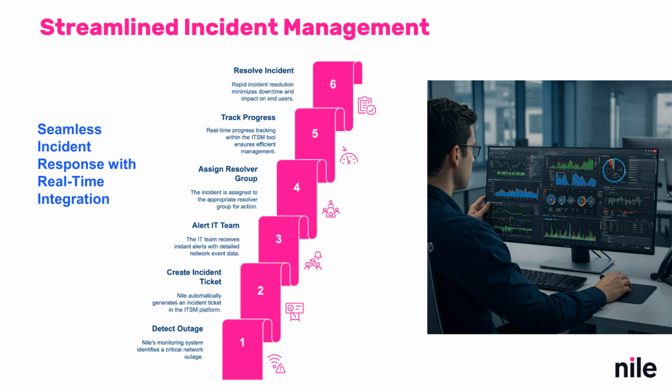This automation is key. It eliminates delays and ensures no incident goes unnoticed. Immediately, your IT team receives detailed alerts with all the relevant network event data. The incident is assigned to the right resolver group based on expertise, so the right people jump on the problem without wasting time. From there, progress is tracked in real time within the ITSM tool.